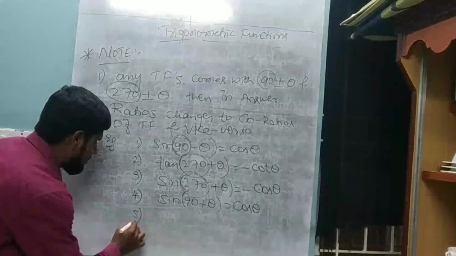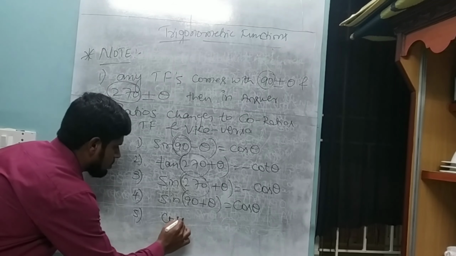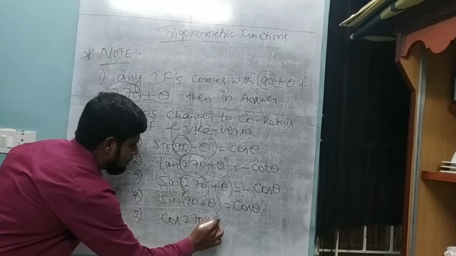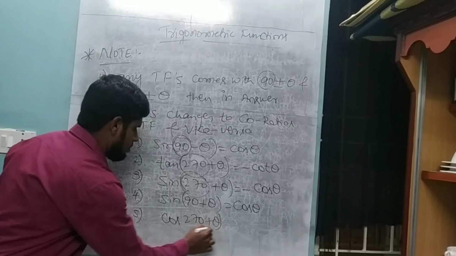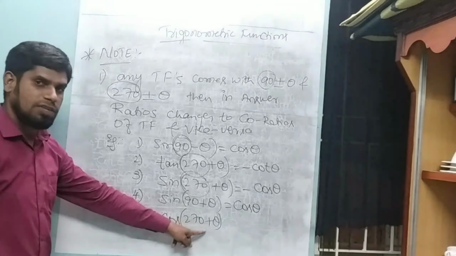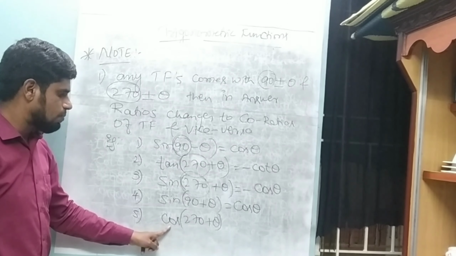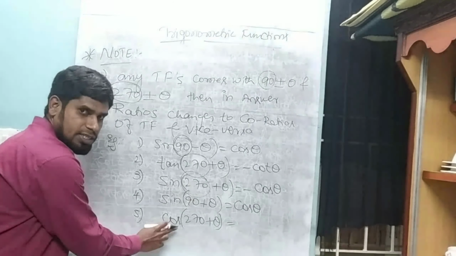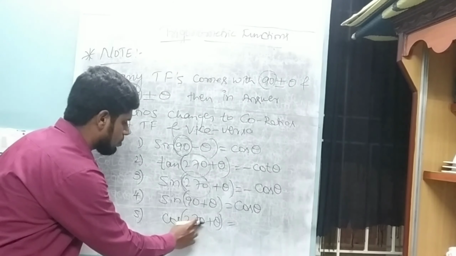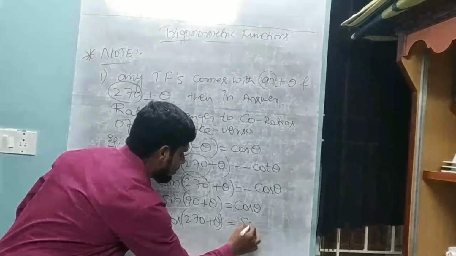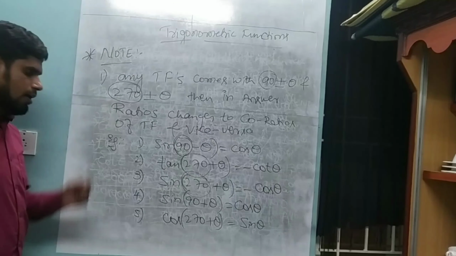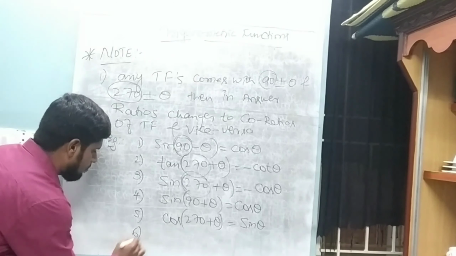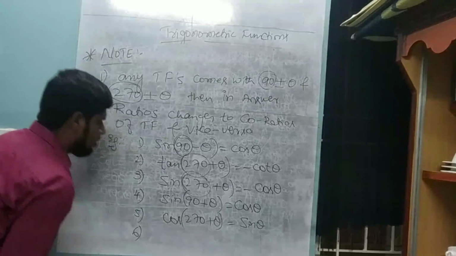One more example. What is cos 270 plus theta? As I said, it is in the fourth quadrant. In the fourth quadrant cos is positive. So if cos is there, its co-ratio should come because of 270. What is the co-ratio of cos? It is sine. So it is sine theta. And then one more last example.